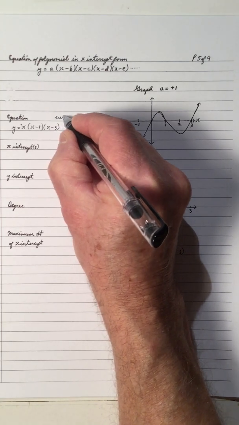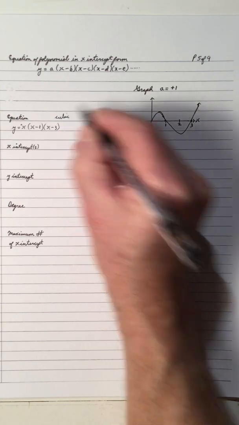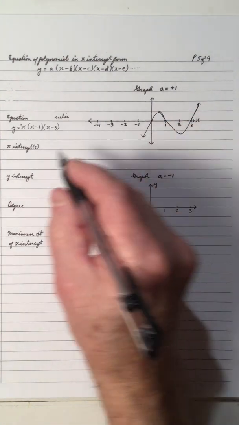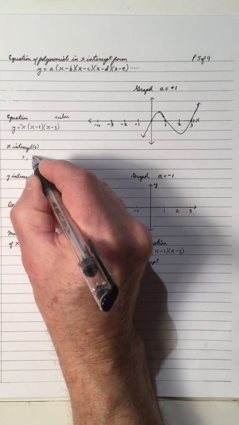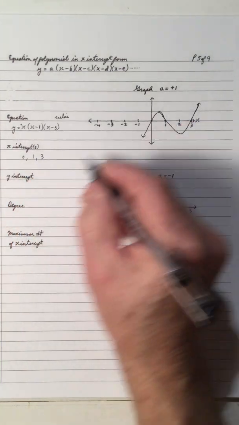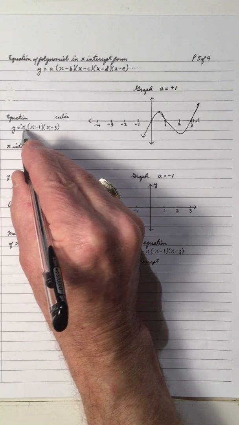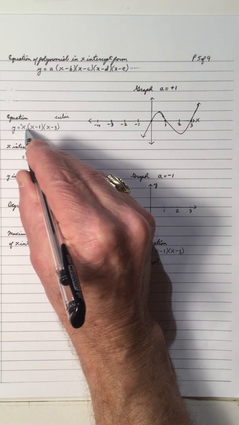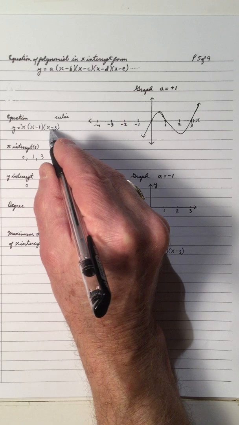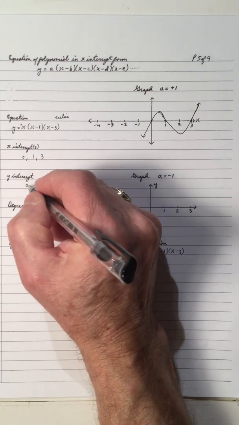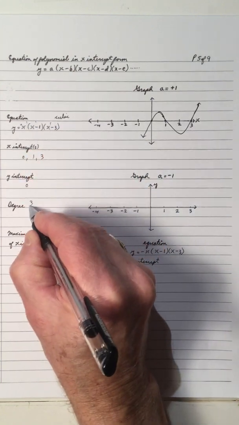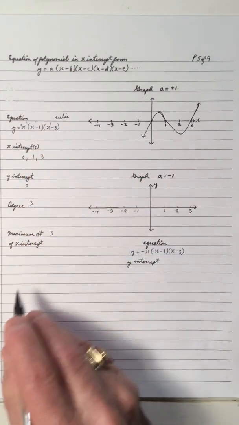Notice this is a cubic. Cubic has 1, 2, 3, maximum of 3. So the x-intercepts here are 0, 1, and 3. And the y-intercept is 0. When you let x equal 0, you get y equals 0. When x is 0, y is 0. 0 times x is 0, 0 times -1 times -3, 0 times any number is 0. The degree is 1, 2, 3. Maximum number of intercepts is 3.